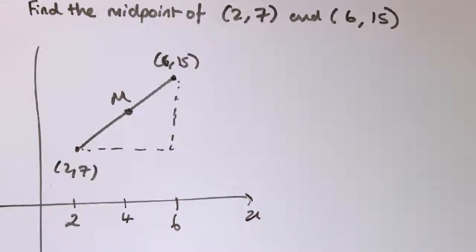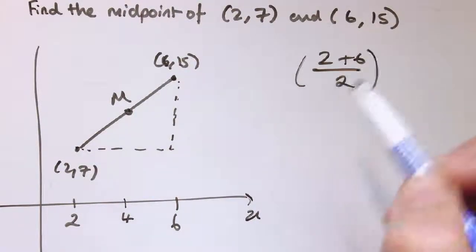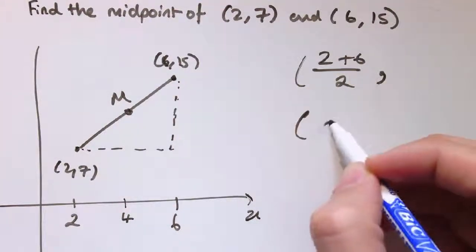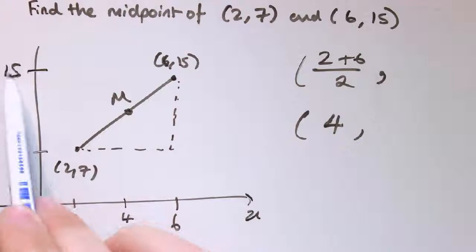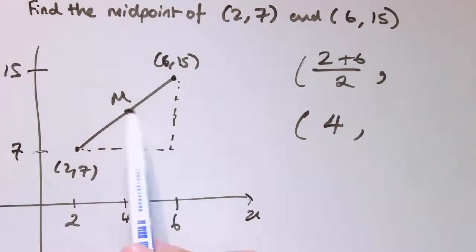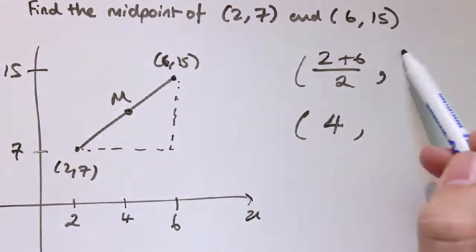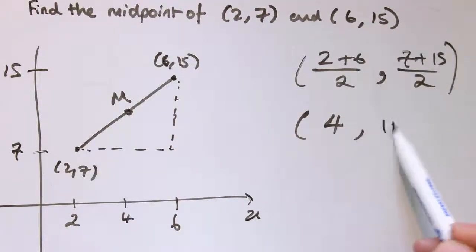So we could say it's 2 plus 6 over 2. It's the average of 2 and 6. That's the x-coordinate of the midpoint. Similarly for the y-coordinates, well, this one's got y-coordinate 7 and this one's 15. Okay, so there's 8 difference here, so I need to add on 4, which gets me to 11. Or we could say that it's the average of 7 and 15, so it's 7 plus 15 over 2, which is 22 over 2, which is 11.